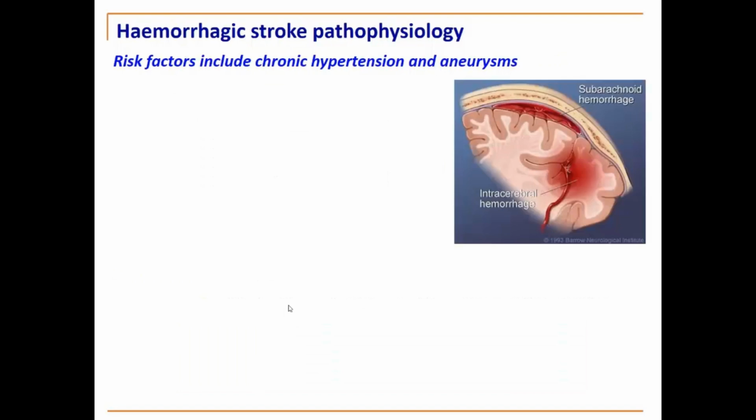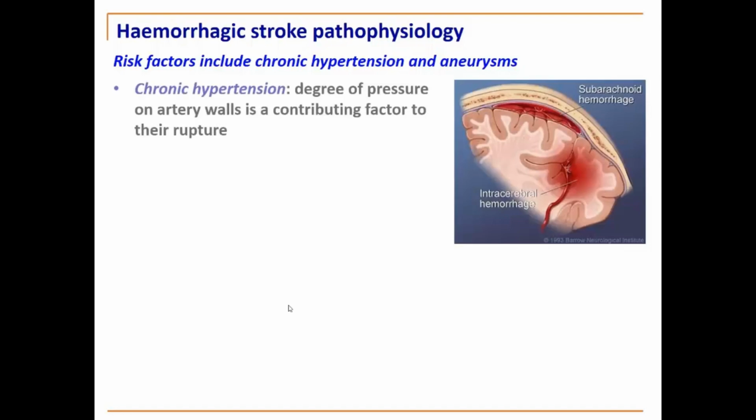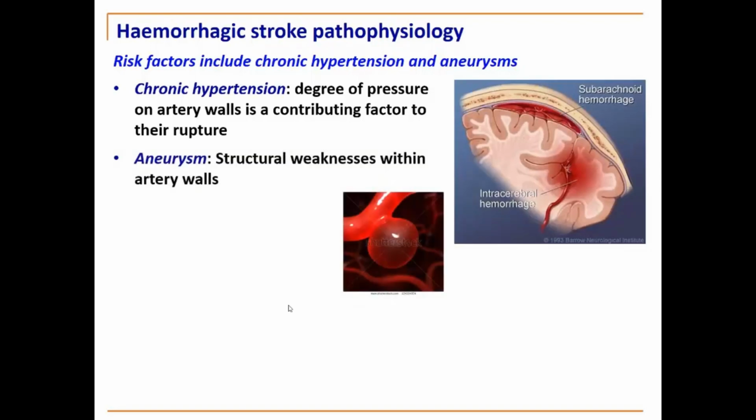So what are some of the risk factors for hemorrhagic stroke? Well, they include chronic hypertension, one of the greatest risk factors, the greatest risk factor for stroke in itself, but also aneurysms, so those weak patches in the blood vessels. And so, of course, with chronic hypertension, the degree of pressure on artery walls is a contributing factor to their rupture. The more pressure on them, the more likely they are to rupture. And an aneurysm, these are structural weaknesses within the artery walls themselves, and they can form for a variety of reasons. But the presence of these weaknesses, they can remain undiagnosed until one ruptures, and some people might actually live out their lives without incident, even though they've got plenty of these weak aneurysms in place.